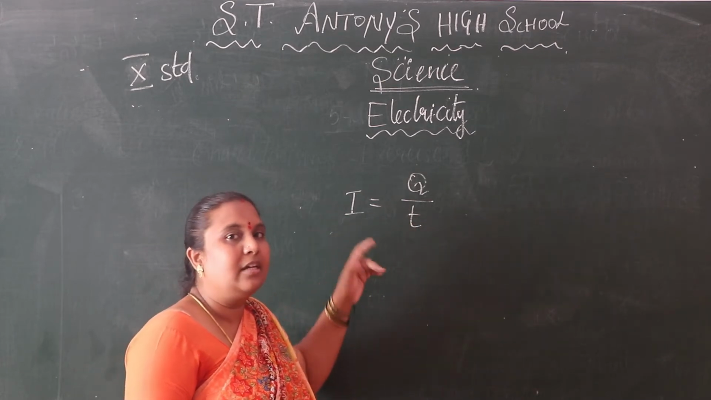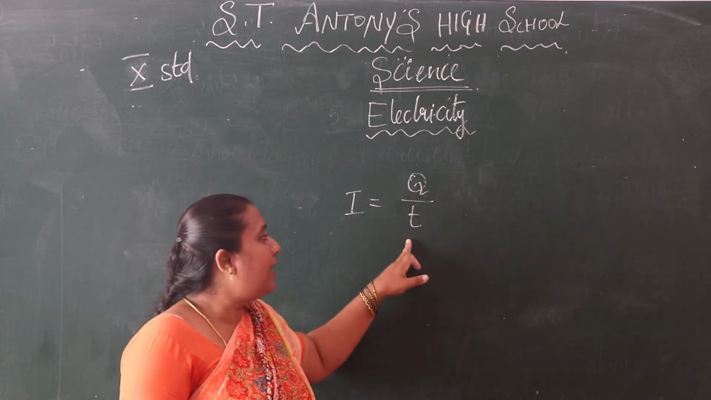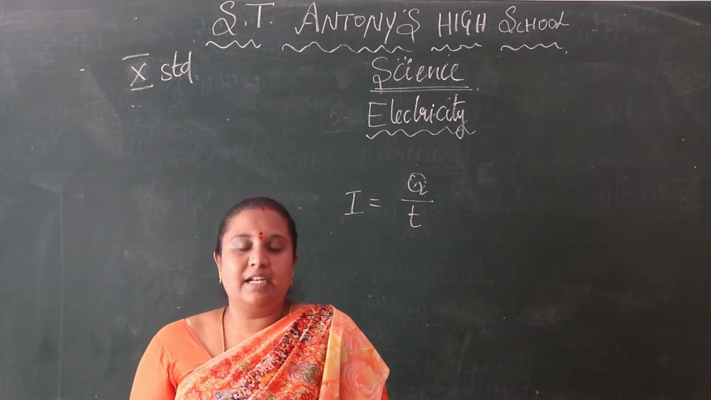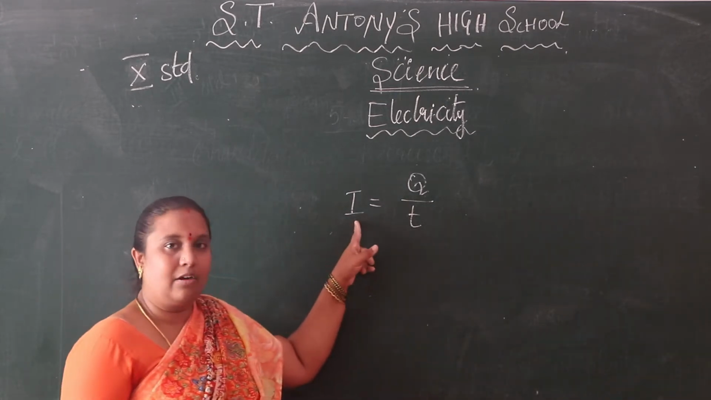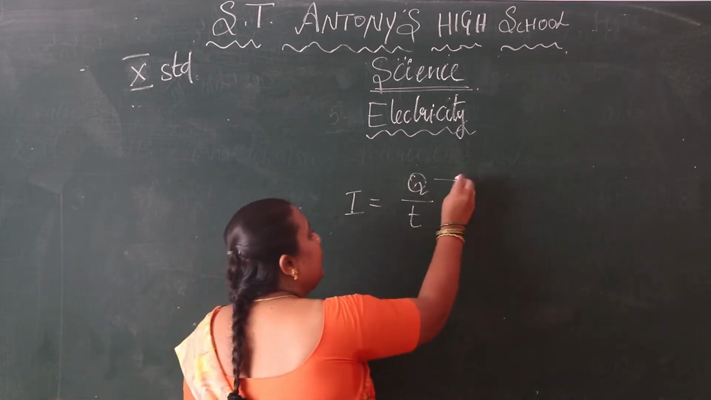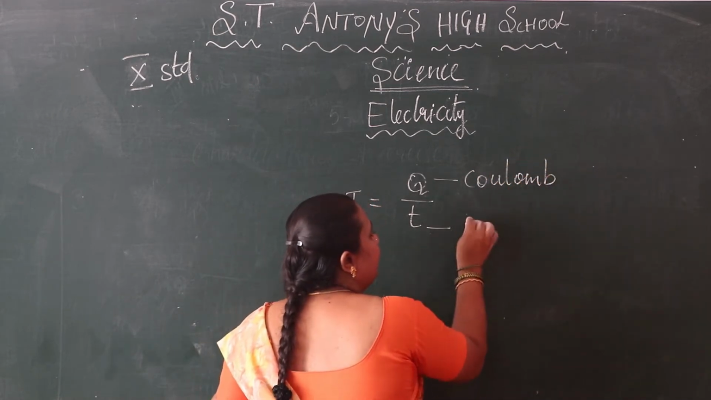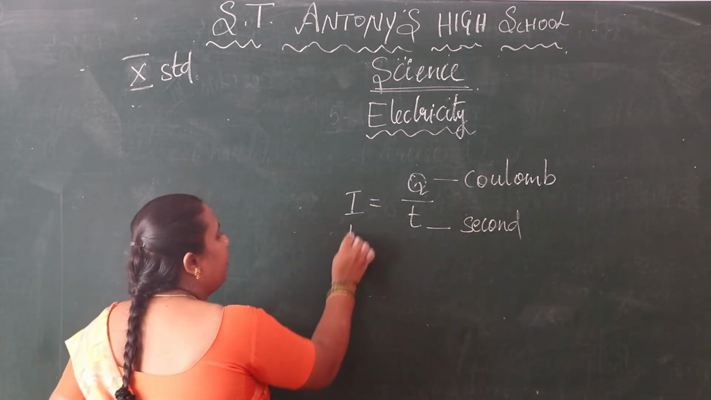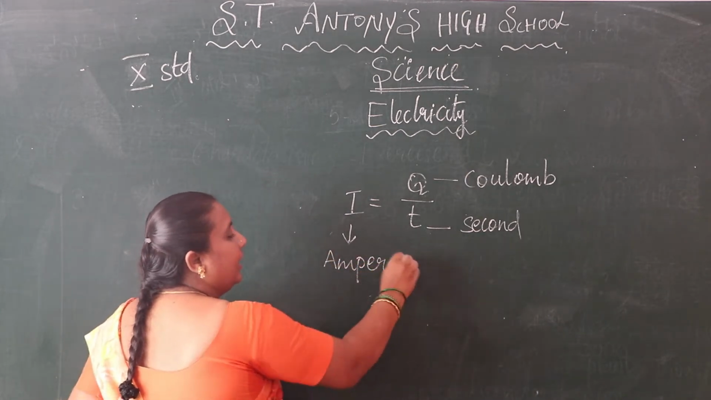What is electric current? Electric current is known as the flow of electric charge per unit time. The electric current is denoted by I. The SI unit of charge is coulomb, and the SI unit of time we all know is second. The SI unit of electric current is ampere.